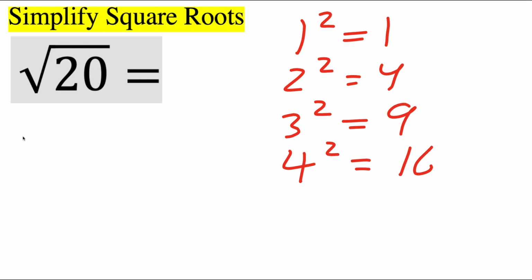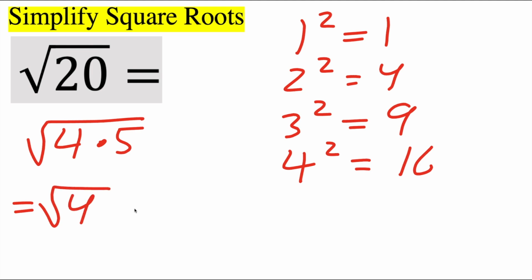Instead of saying 20, we're going to say 4 times what? 4 times what gives you 20? Well, 4 times 5 is 20. So I'm rewriting this as the square root of 4 times 5. Now our next step is we can break out this radical. We can rewrite this as the square root of 4 times the square root of 5.